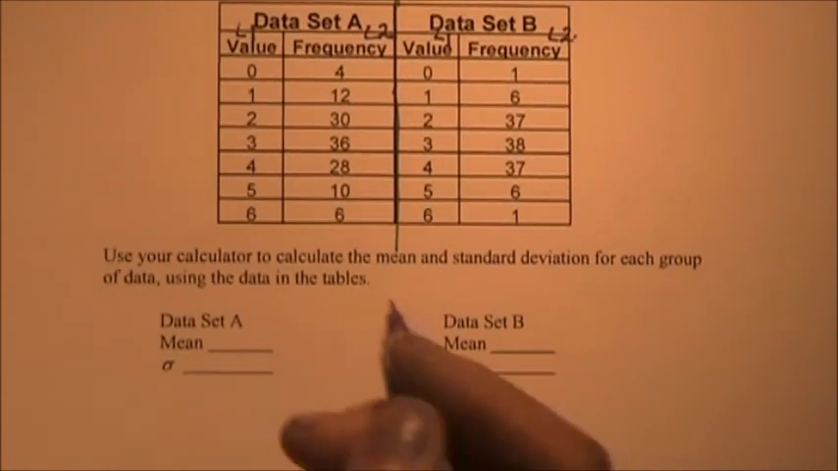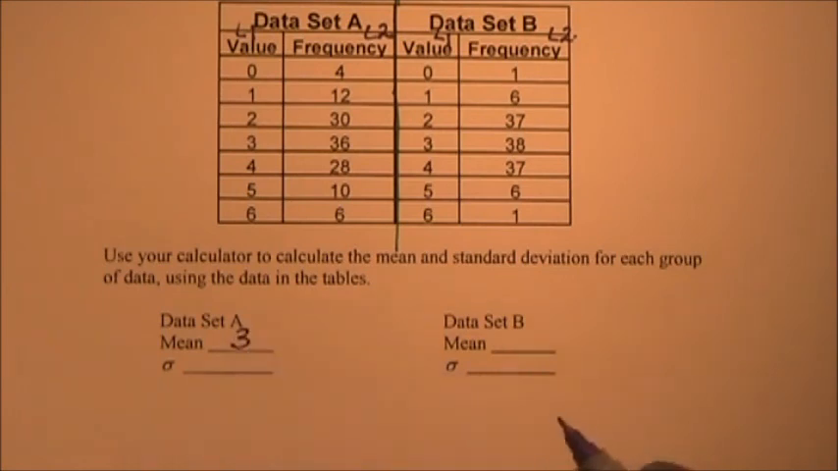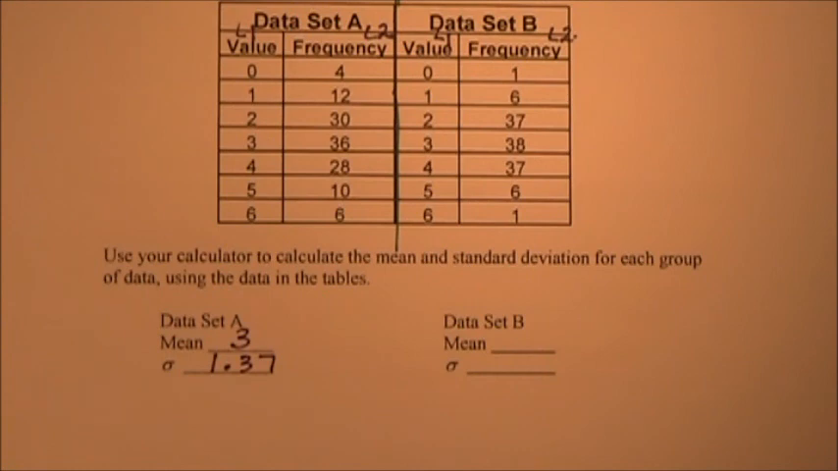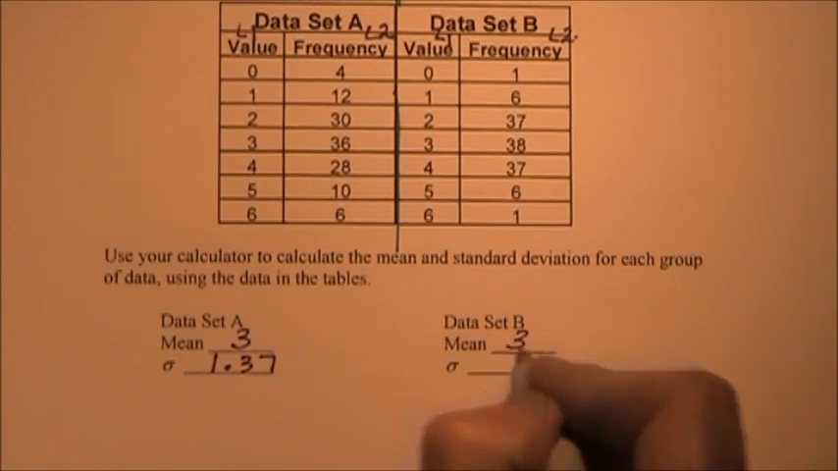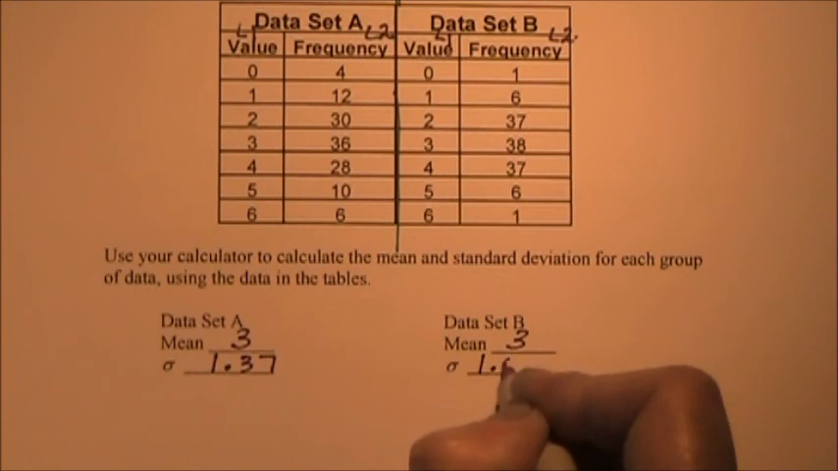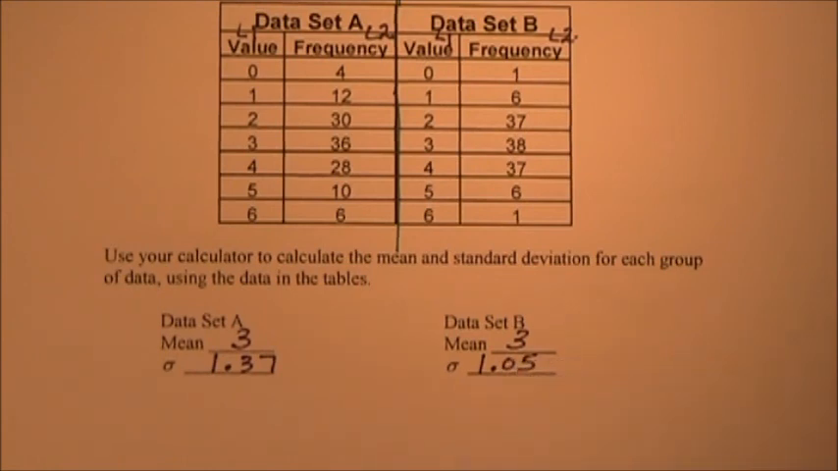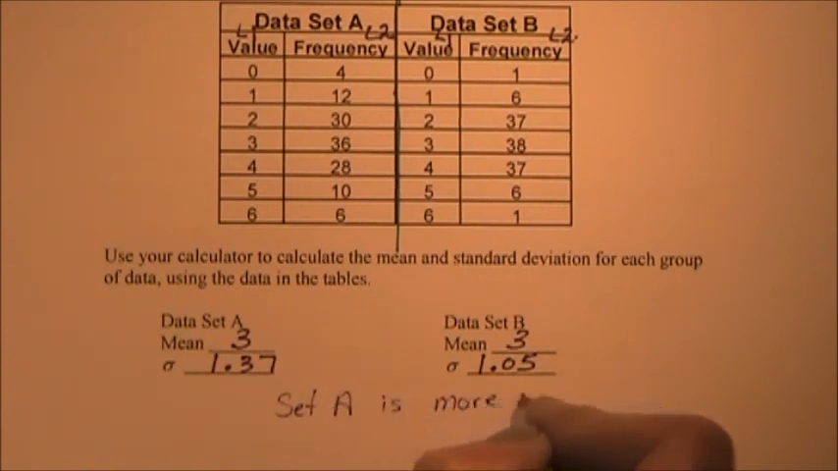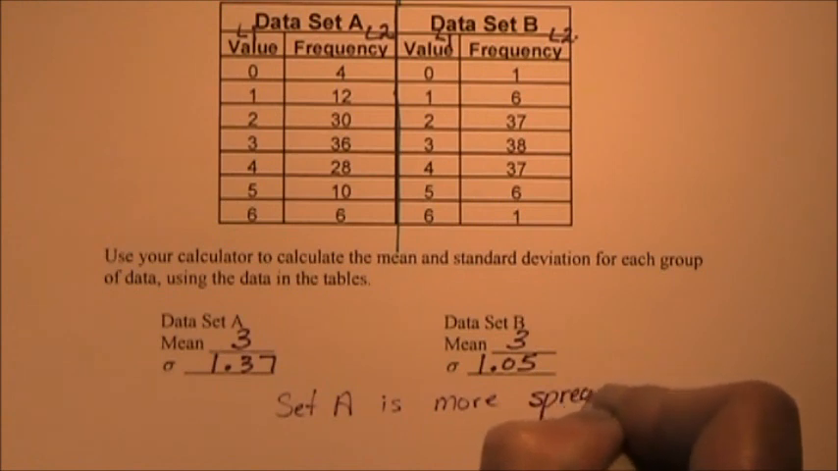So here are the answers. We're looking at a mean of 3 and a standard deviation of 1.37 for data set A. We're looking at a mean of 3 for B and 1.05 for standard deviation. So as we go to compare it, this has a smaller standard deviation, which means it's less spread out. This one has a bigger standard deviation, which means it is indeed more spread out. So set A is more spread out.